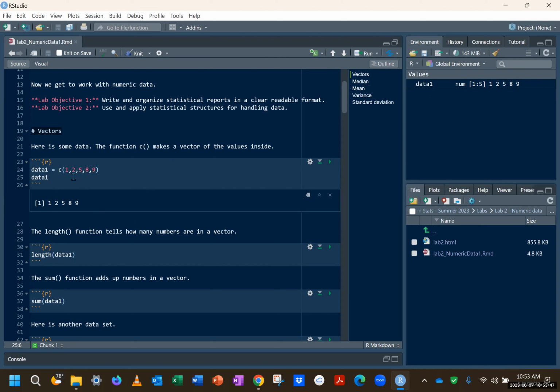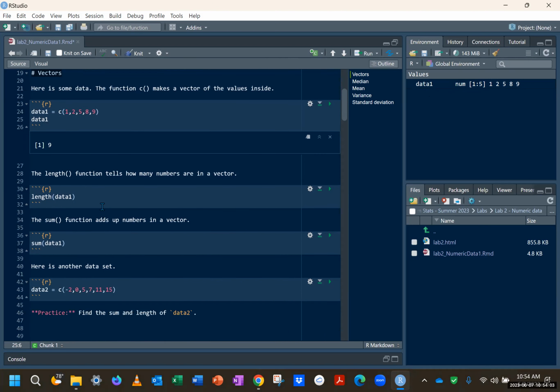I could access any one of those points. I could say brackets 1, and that would give me the first point. Brackets 2 would give me the second point, up to brackets 5 would give me the last point. This thing is called a vector.